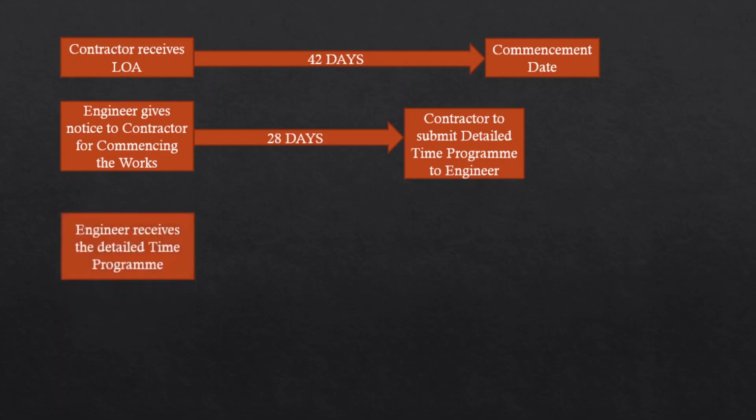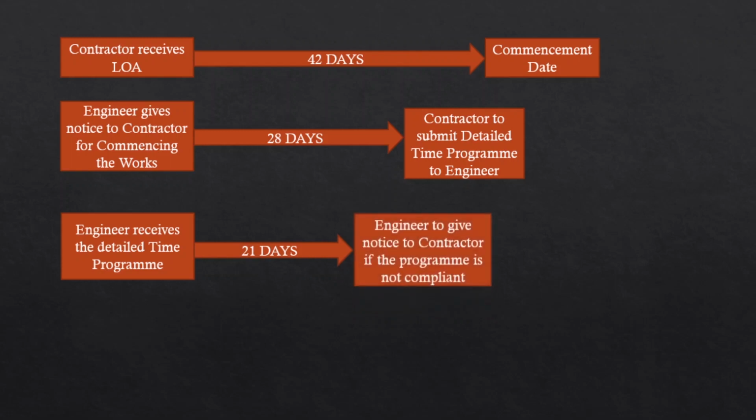The engineer receives the detailed time program. Once the engineer receives it, within 21 days, if the engineer feels that the program is not proper or is not complying with the overall work completion, then he can give notice to the contractor telling that you need to rectify it and this is not proper.